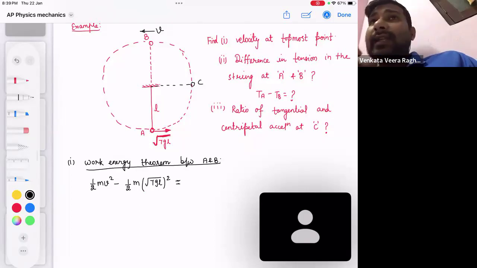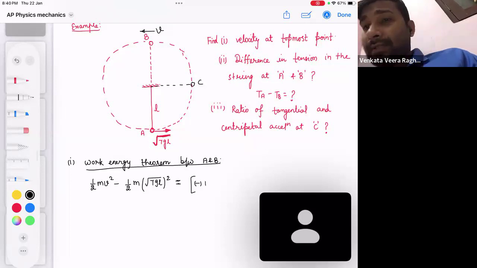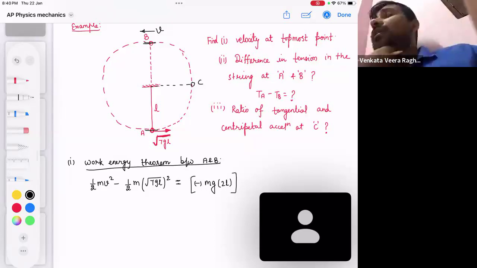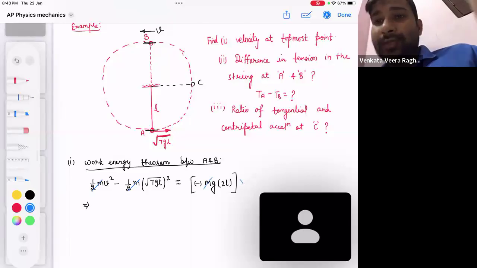Again, same logic. Tension work done will be zero, because tension force is always perpendicular to displacement. So only the work due to gravity will come. How much work done will come due to gravity? It will be negative because the particle is going up and gravity is acting downward. So minus mg into the height difference between A and B, which is 2L. Point A and point B, the height difference is the diameter, or 2L you can write it, right? We'll simplify the m by 2, m by 2, m. So here it will become 2.